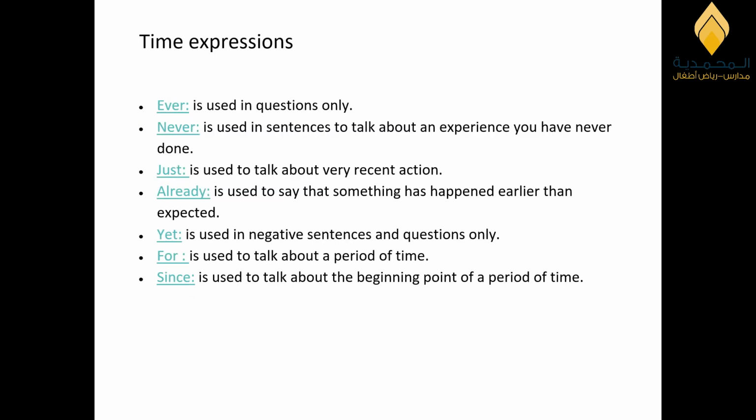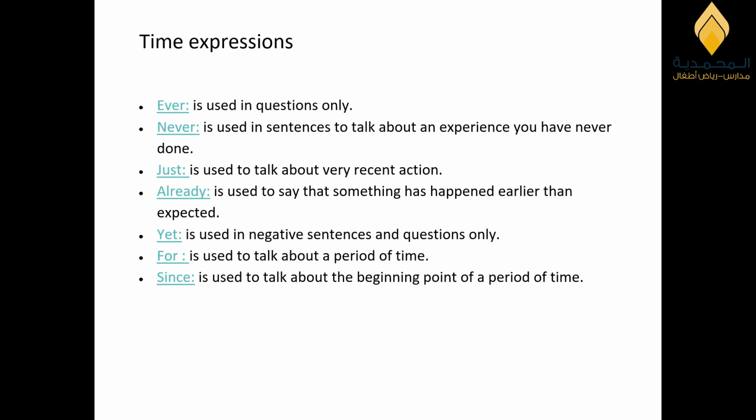Now we are going to talk about the time expressions which are used with the present perfect. Ever. Ever is used in questions only. So to ask about experience, I can say, have you ever been to London? Never is used in sentences to talk about an experience you have never done. So I say, I have never visited Jordan. Just. Just is used to talk about a very recent action. I have just read the sentence.